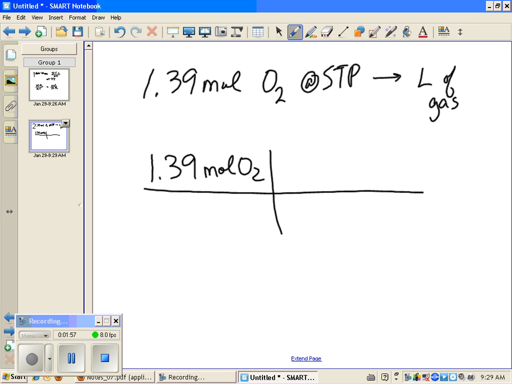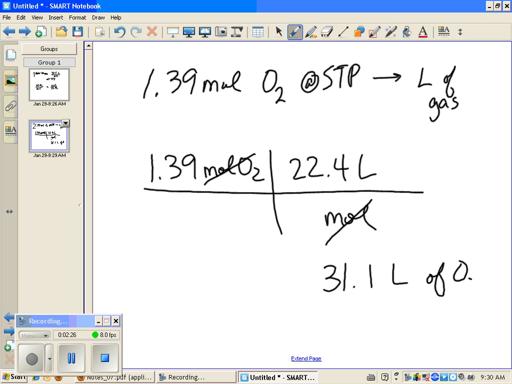Now, what do I want to cancel out? I want mole to cancel out, right? So here, I'm going to put mole on the bottom, and I'm going to put 22.4 liters on top. Mole cancels out. I'm going to multiply that together, 1.39 times 22.4, and that equals 31.1 liters of O2 at standard temperature and pressure.